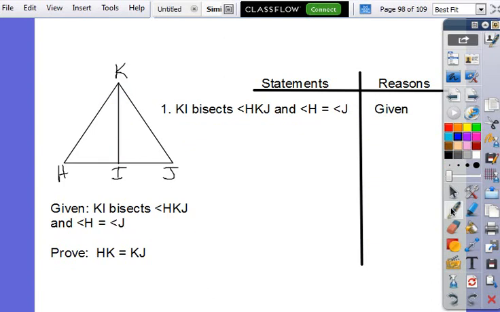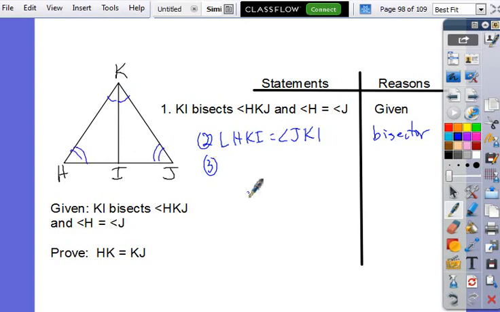All right, it tells me HK bisects the angle at the top, so I'm going to mark those. Angle HKI and angle JKI, because of the bisector. It also tells me H is equal to J, so I'm going to mark that. What have we not said is the same that we should be saying? I can't say right angle, because they didn't tell me about perpendicular.